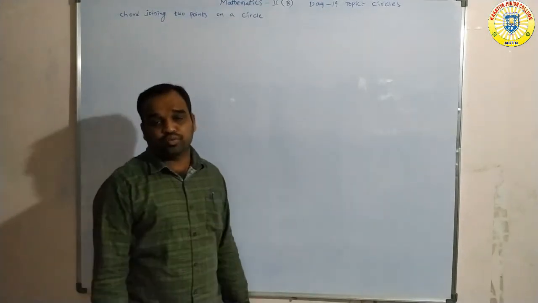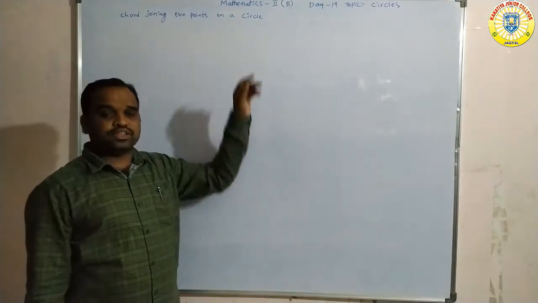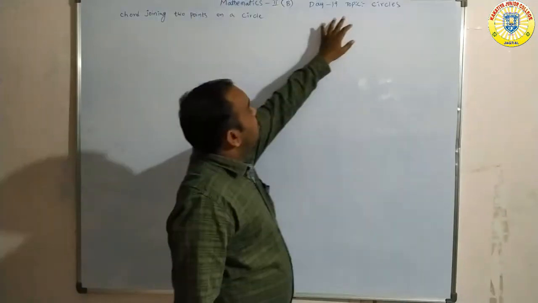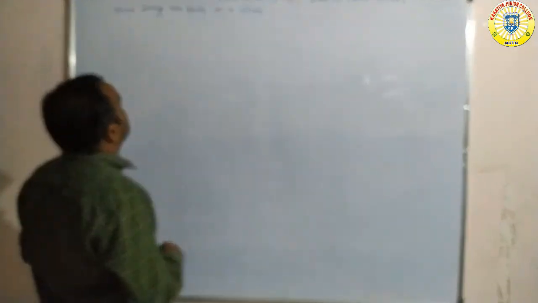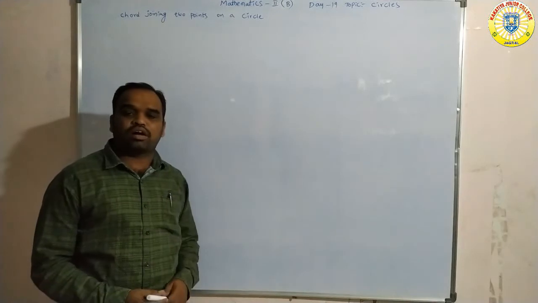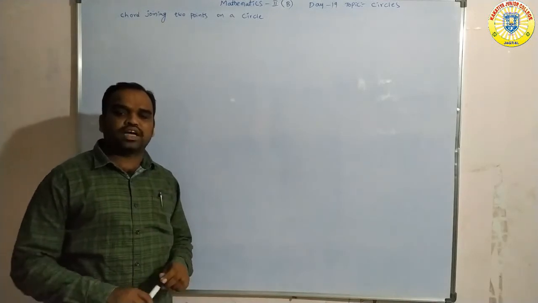Welcome to Maths 2B. The running topic is circles. Now, 19th class. See here, chord joining 2 points on a circle.